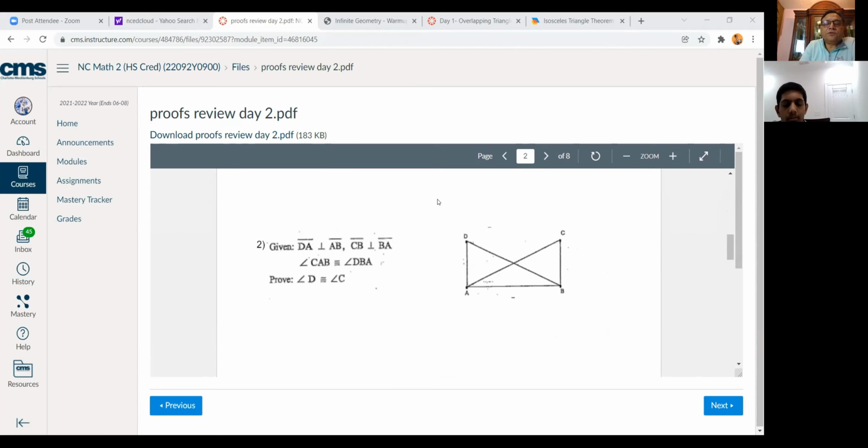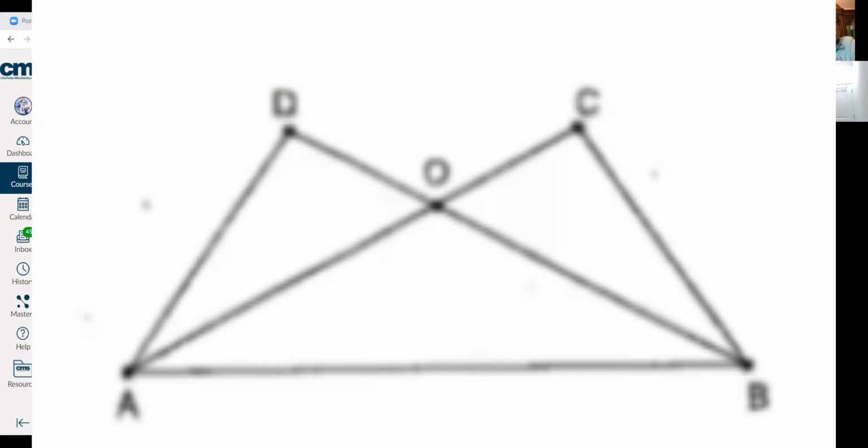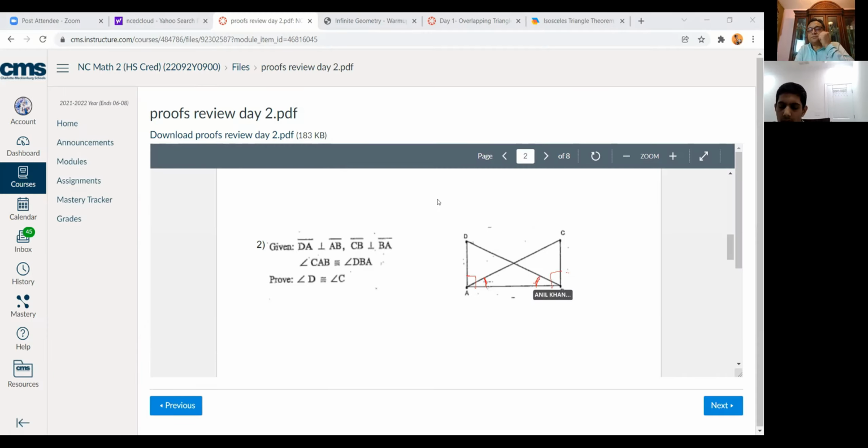Can you please read the question? Given segment DA is perpendicular to segment AB, segment CB is perpendicular to segment BA, angle CAB is congruent to angle DBA. Prove that angle D is congruent to angle C. So we are given all this.